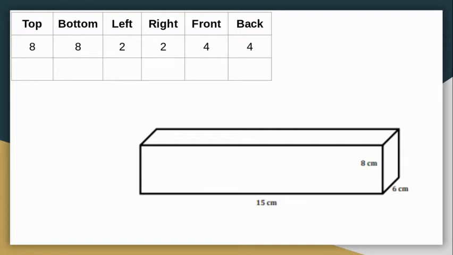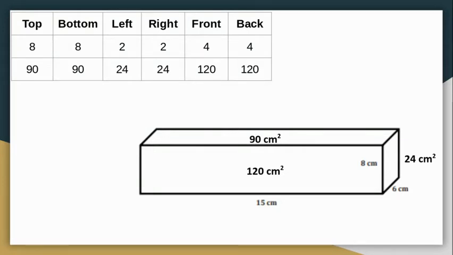Here's a new rectangular prism with different dimensions. Go ahead and calculate the area of all 6 sides of this prism and record them in our table. Pause the video here until you've found the area of each face of the figure. We can see that again, the top and bottom, left and right, and front and back all share the same areas. There's definitely a pattern here. But how can we record that pattern as a formula?